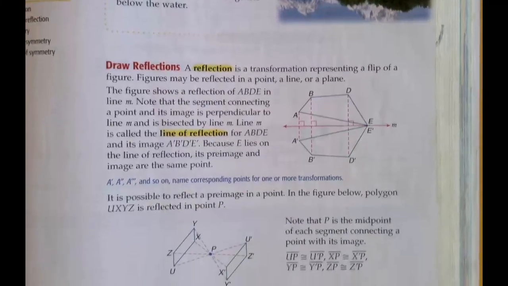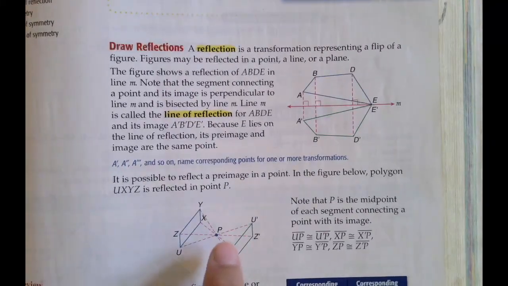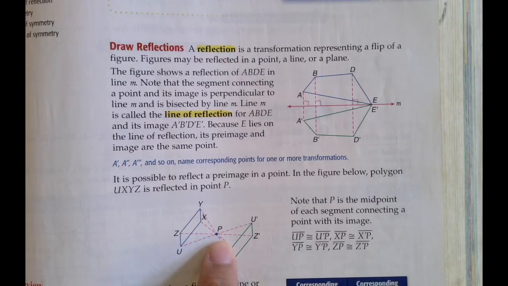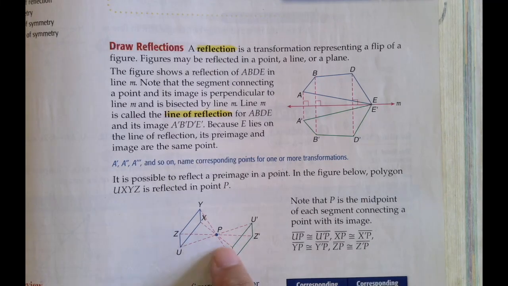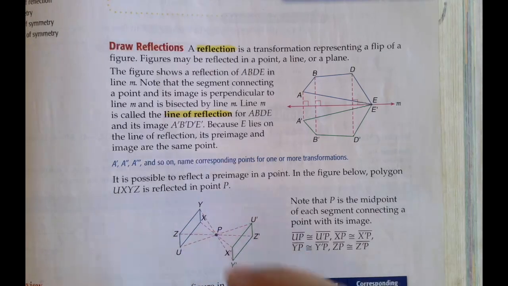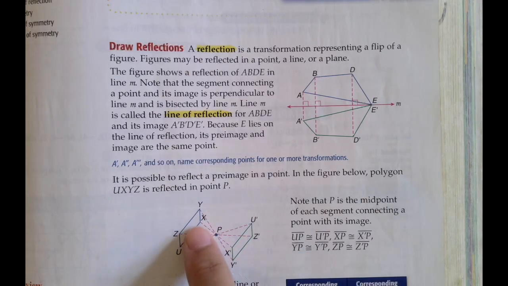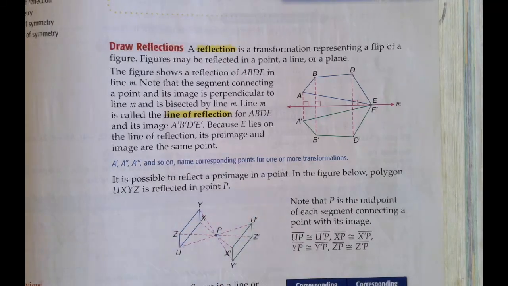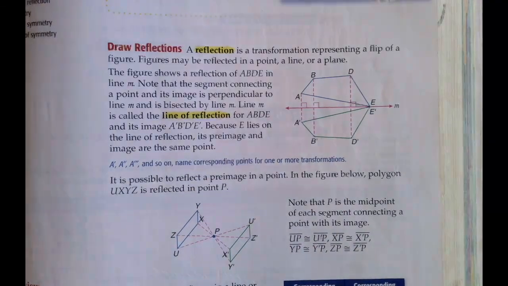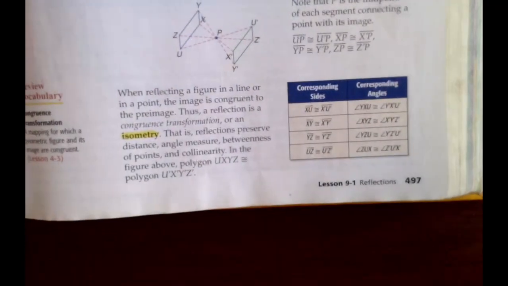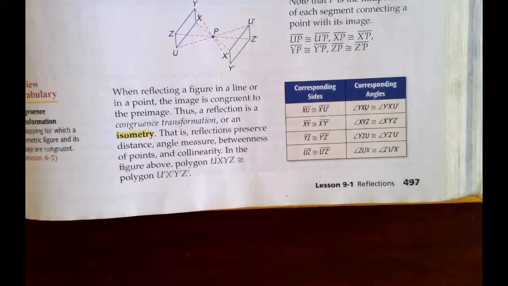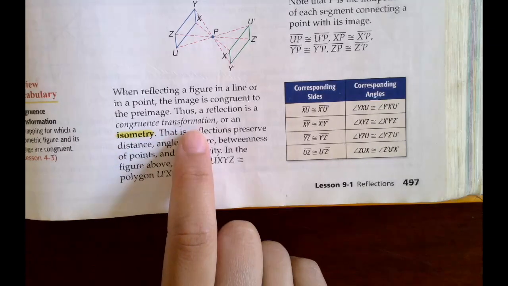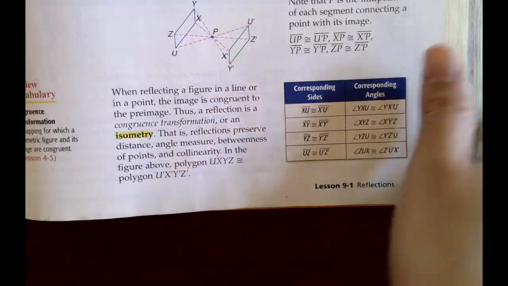In this bottom instance, point P is a reflection point, because it reflects Y across that point. It takes X, reflects it across that point. It takes U, reflects it across the point, and Z reflects it across the point. When we reflect a figure in a line or in a point, the image is congruent to the pre-image, and so a reflection is known as a congruence transformation or an isometry.